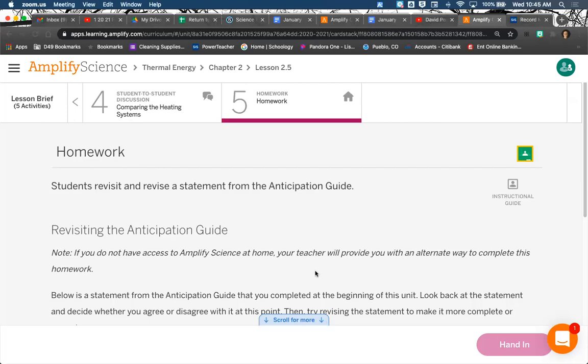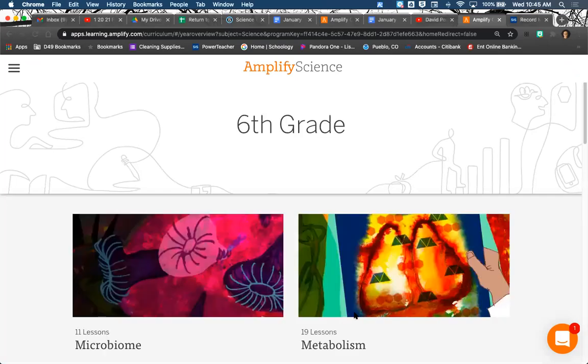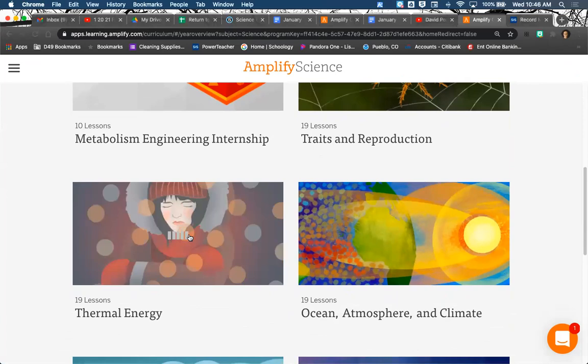So I've got 2.5 pulled up. I've been looking at it and it looks pretty good. Let's go ahead and start from here. Once I log into Amplify, this is where I end up. My choices take me to thermal energy.